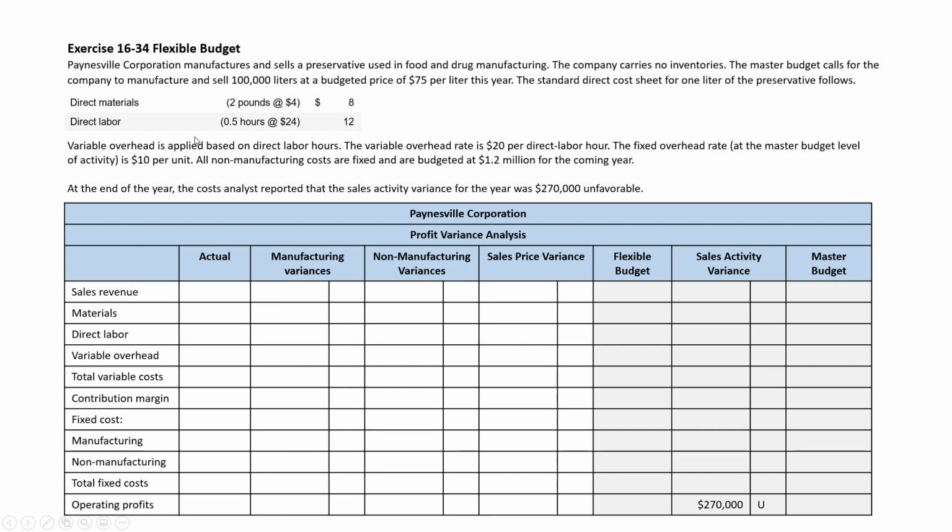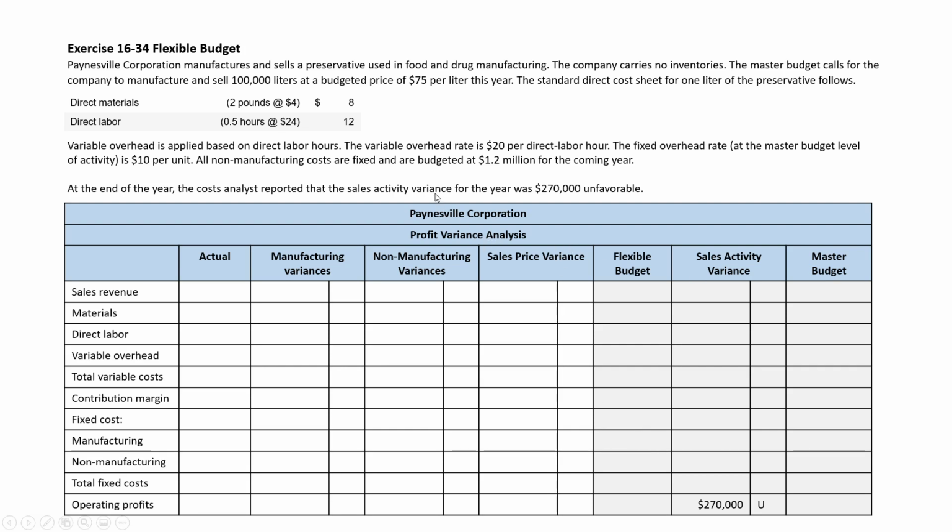Now, bear with me because what I'm pulling up here is actually the profit variance analysis that you'll see in exercise 16-35. But there are two reasons why I'm doing this. One, the same flexible budget that we're going to enter in exercise 16-34 is also going to be entered in 16-35. You see this column right here. And also this is going to help explain part of the problem. So bear with me as far as that.